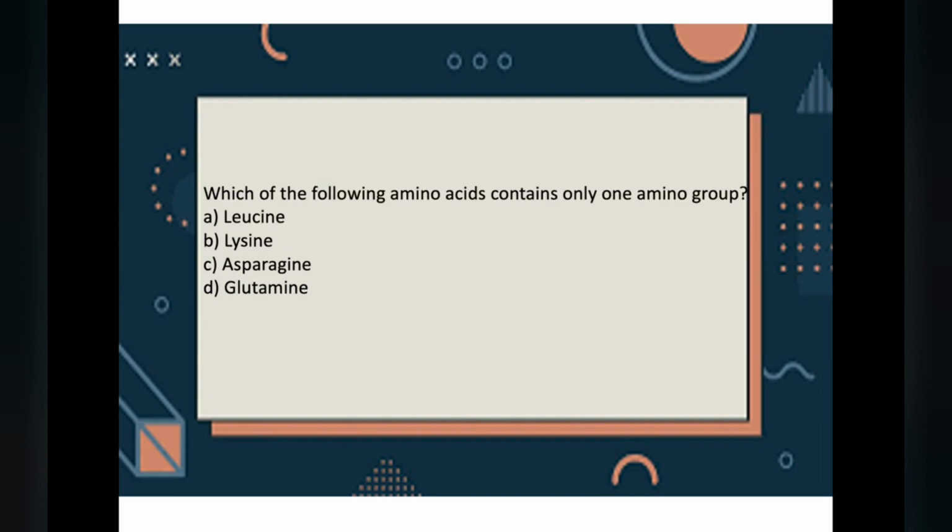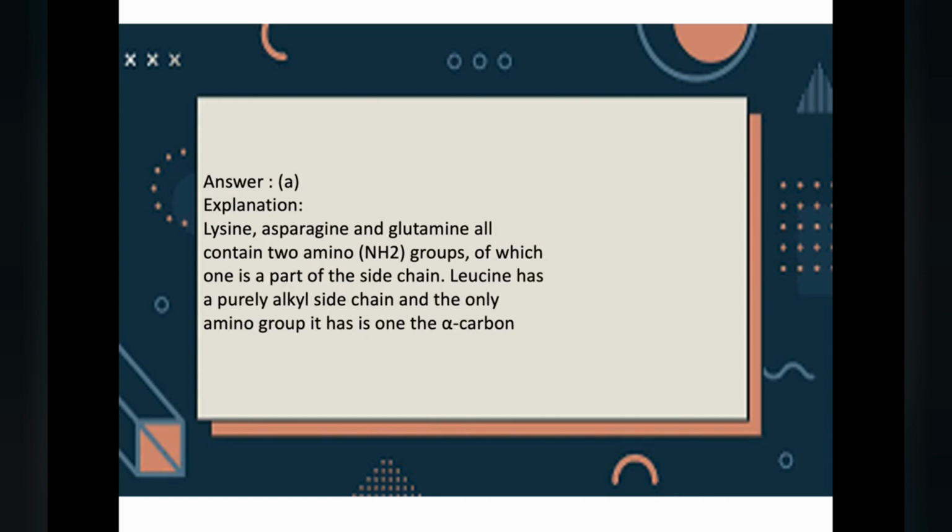The next one: which of the following amino acids contains only one amino group? A. Leucine, B. Lysine, C. Asparagine, D. Glutamine. So what is the answer for this? It is choice A, leucine. Lysine, asparagine and glutamine all contain two amino groups, that is NH2 groups. One is a part of the side chain, whereas leucine has a purely alkyl side chain. The only amino group is the one on the alpha carbon. So the answer is A.